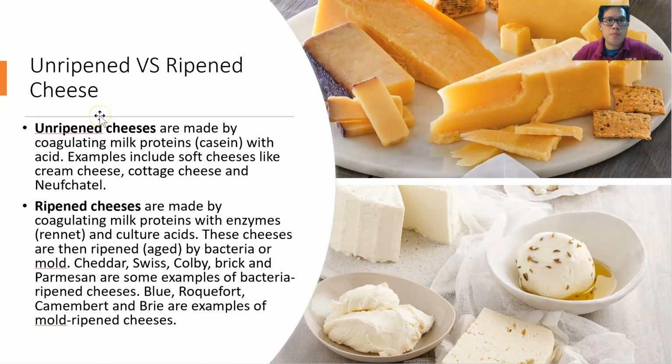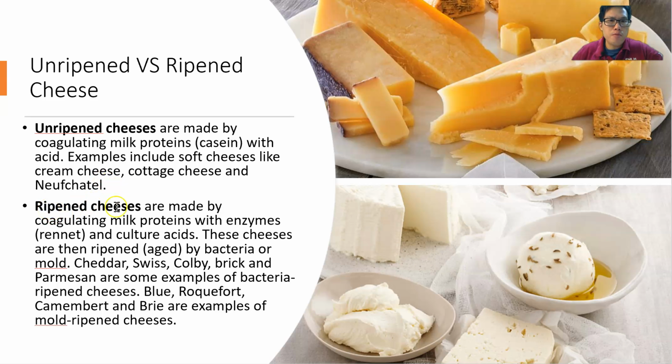So what are unripened and ripened cheese? Unripened cheese is made by curdling the milk proteins with acid. The acid can come from a pure acid, or from lactic acid bacteria. Usually unripened cheese includes soft cheeses, like these at the bottom here: cream cheese, cottage cheese, and so on.